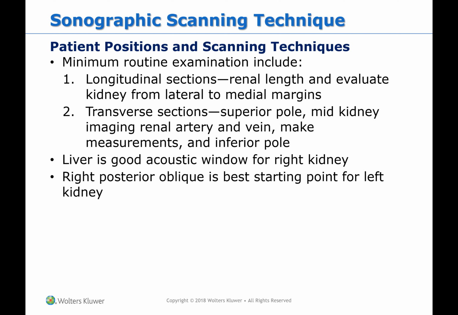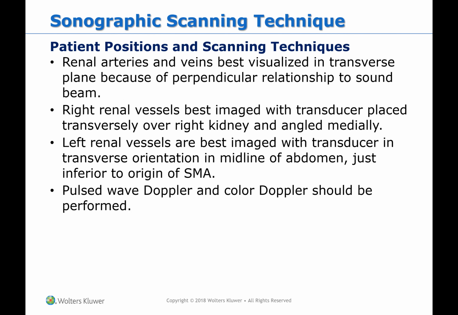The liver is a good acoustic window for the right kidney. And as we had said, the right kidney's anterior surface connects with the liver. The renal arteries and veins are best visualized in a transverse plane and a perpendicular relationship to the sound beam. The right renal vessel is best imaged with the transducer placed transversely over the right kidney. The left renal vessels are best imaged with the transducer in a transverse orientation at midline of the abdomen. So what you need to get out of that is that the veins and arteries are better visualized in the transverse position because you can really see them going into the renal sinus.